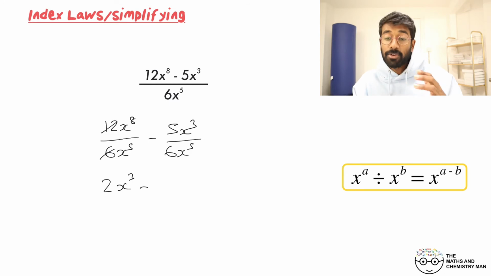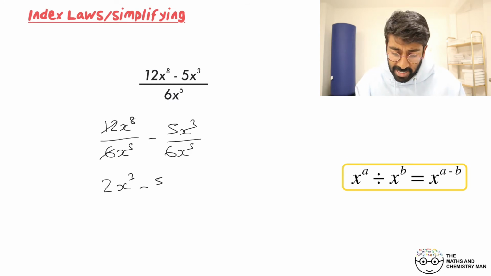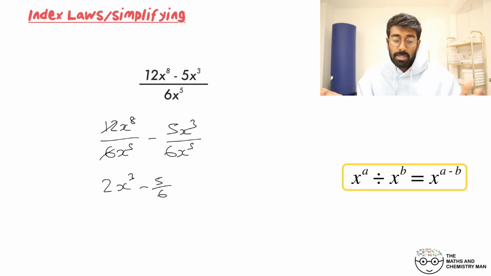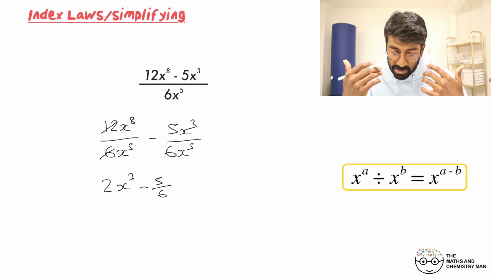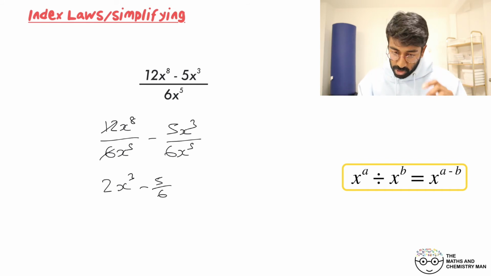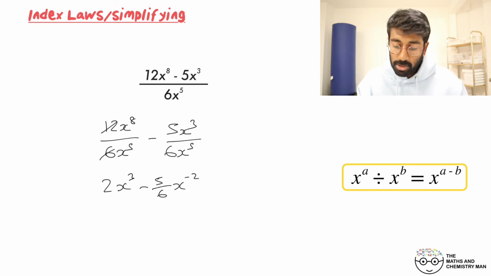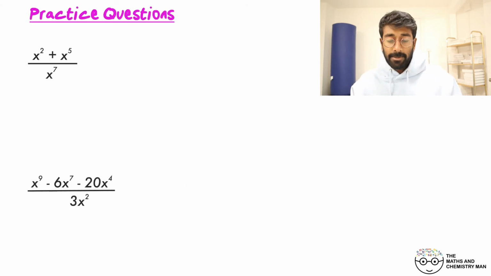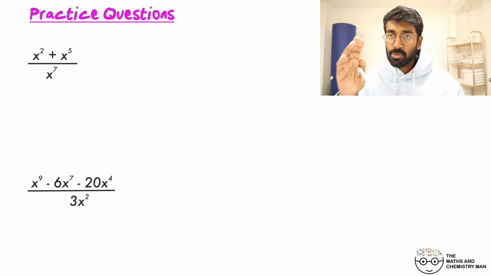Now take away, what have we got here? 5 over 6. So we'll just leave that as a fraction, 5/6. Seems good. And this time we take away the powers, we're going to end up with something negative because you've only got power of 3 on the top, whereas you've got power of 5 on the bottom. So x to the minus 2 this time. Okay, so nice and simple. Hope you've all got it.